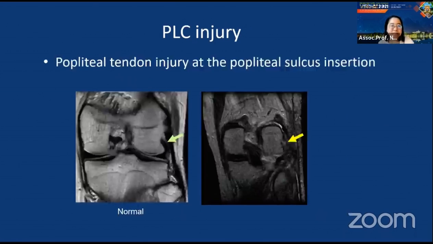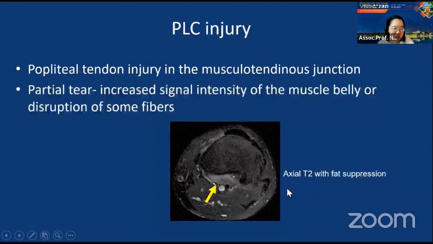Popliteus tendon injury is quite easier to identify at the popliteal sulcus insertion, where you can see a normal tendon at the sulcus. In this patient, you cannot see anything at the sulcus, so this indicates injury. As Dr. Jung has told you, the myotendinous junction is where you can get injury. Try to identify the muscles and look at the abnormal signal intensity in the muscle. This indicates a partial tear, with increased signal intensity in the muscle belly and some disruption of fibers.